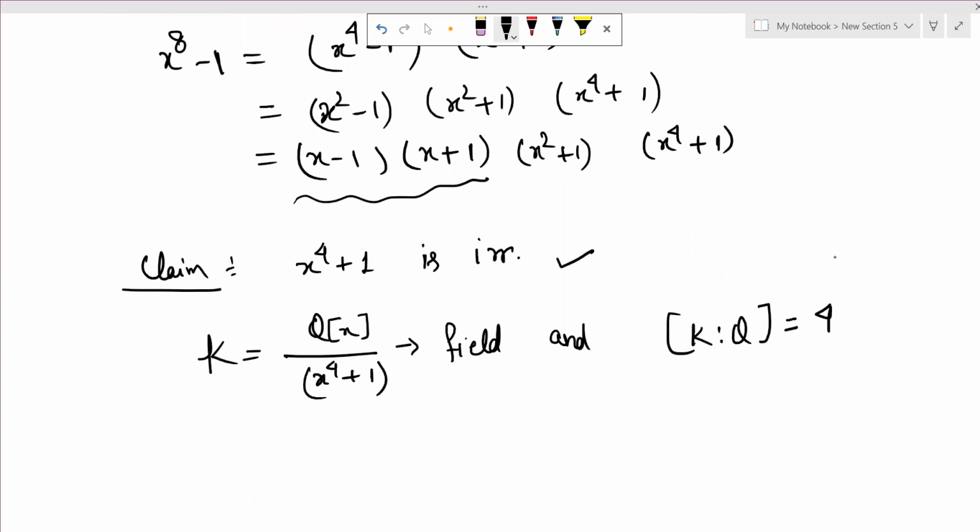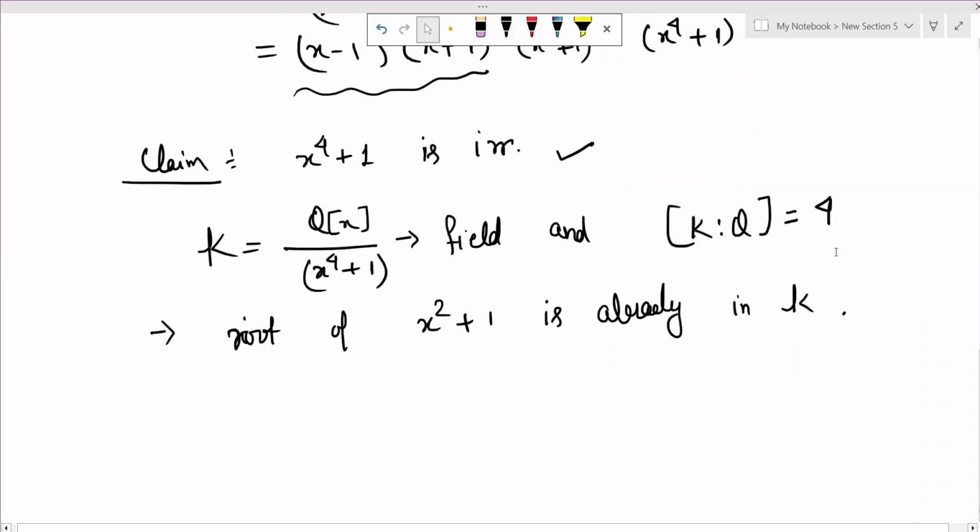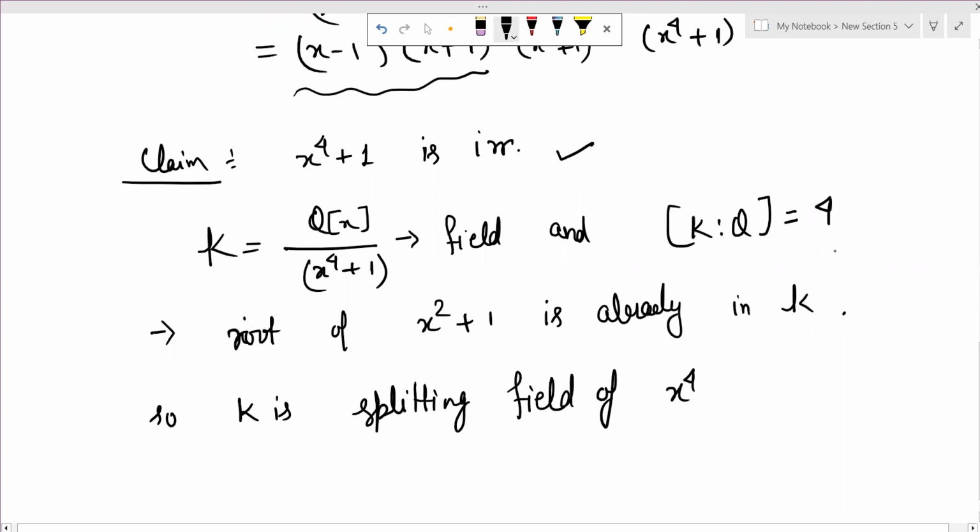Now my claim is that the root of x square plus 1 is already in K. This I proved in the last lecture: its roots are plus minus iota and both were present in K. So we did this. So K is the splitting field of x to the power 4 plus 1.